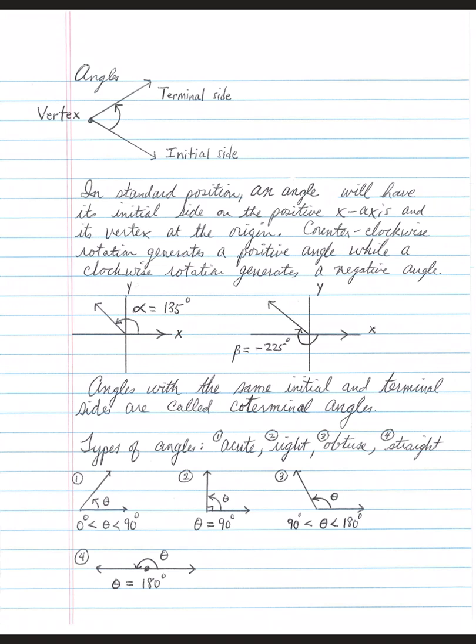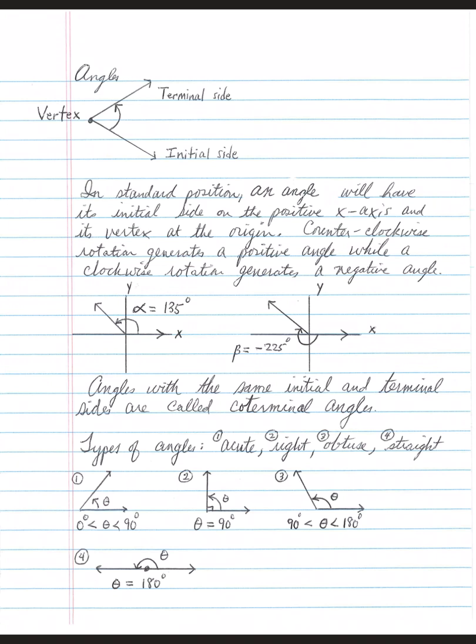Counterclockwise rotation generates a positive angle, while a clockwise rotation generates a negative angle. And here's an example of each. Initial side on the positive x-axis, you have an angle that opens counterclockwise, and where it stops is your terminal side. If you open your angle clockwise, then it is negative. Angles with the same initial and terminal sides are called coterminal angles.